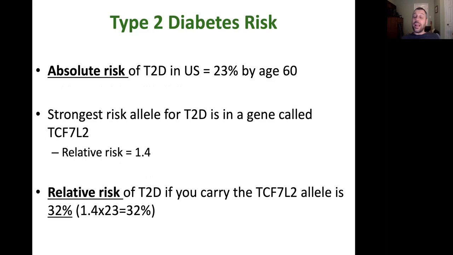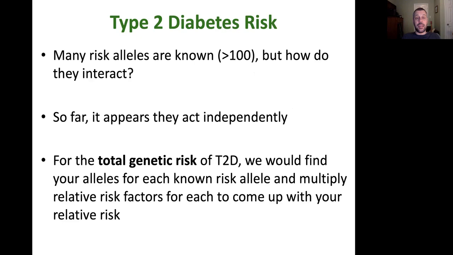And it has a relative risk factor of 1.4. So if you carry a certain allele of this gene, you have a 40% higher chance than the rest of the population of getting this disease. So you can work out your relative risk by taking the absolute risk, 23%, and multiplying it by your relative risk if you have the allele, which gives you a 32% chance of getting this disease. So that's how you basically factor in genetic risk to your probability of getting a disease.